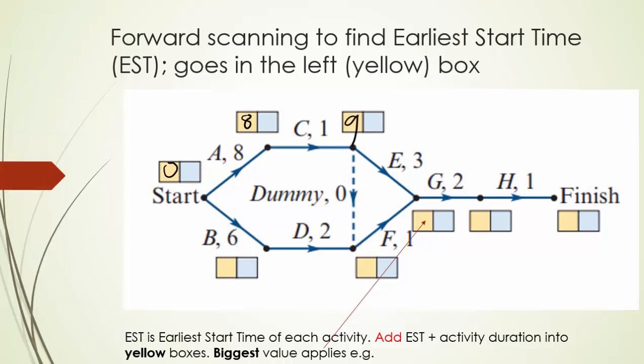I would start looking down the other side now. The earliest that B can start is 0, but the earliest D can start is 6. Now when we get to F, we have 2 options. We can either go from C down the dummy, or we can go across from B to D, which is 2. If we go via the dummy, the start time of F would be 9.